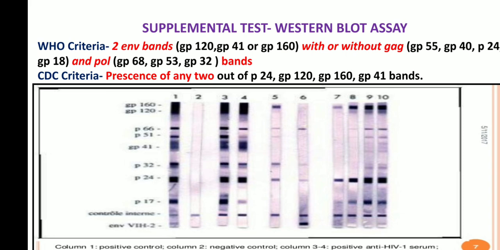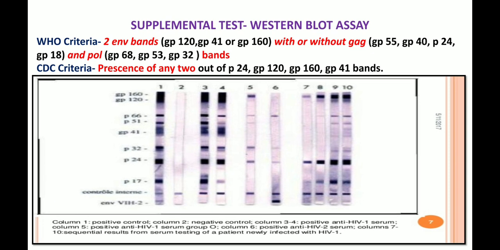Now the CDC criteria is slightly different. It says that any 2 out of P24, GP120, GP160 and GP41 bands is enough for us to label this particular patient as HIV positive. Now in different labs, they use different criteria. In this part of the world, we may follow the WHO criteria.